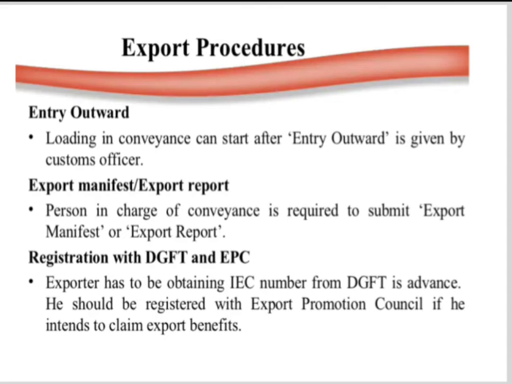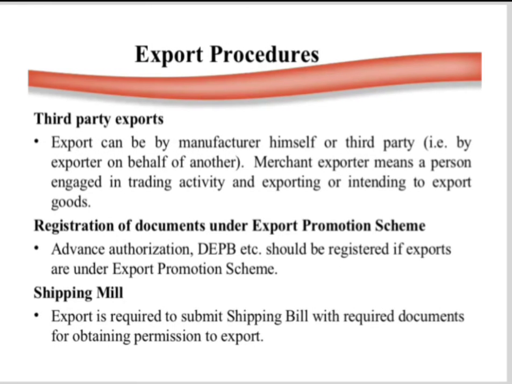Then registration with the DGFT and EPC. The exporter has to obtain an IEC number from the DGFT in advance. He should be registered with the Export Promotion Council, EPC, and only then will he receive the export benefits. So this is the procedure for one who has to export some item from India to another nation.